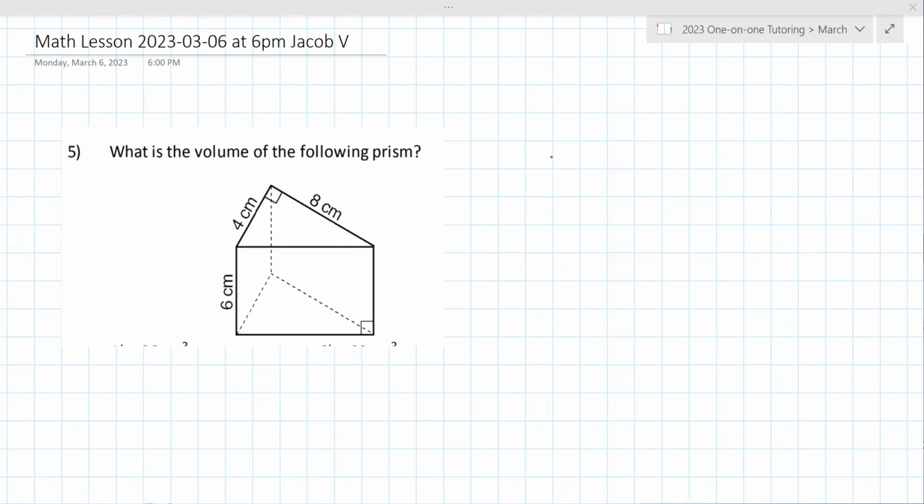So the volume of a prism is the area of the base times the height. So you just gave me the area of the base. It's 4 times 8 cut in half. Then what do you have to do? Times it by 6. Yes. 32 times 6 is 192 centimeters cubed. Very good.